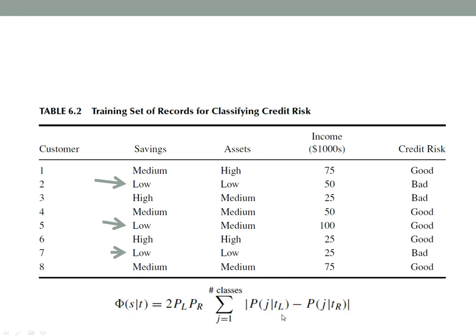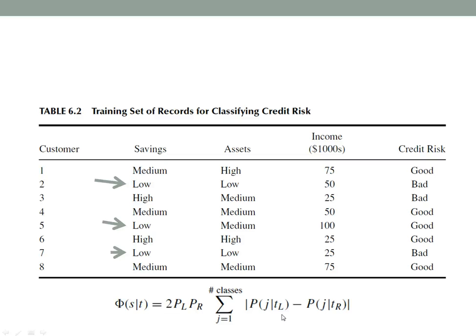So suppose when we do it with savings, this is higher than when we do it with assets. Then which node should be at the top? Savings should be at the top, should be the first node, because it splits better. It divides things up better than assets does. Okay, so that's the logic here. Does this make sense? It's not so hard actually.